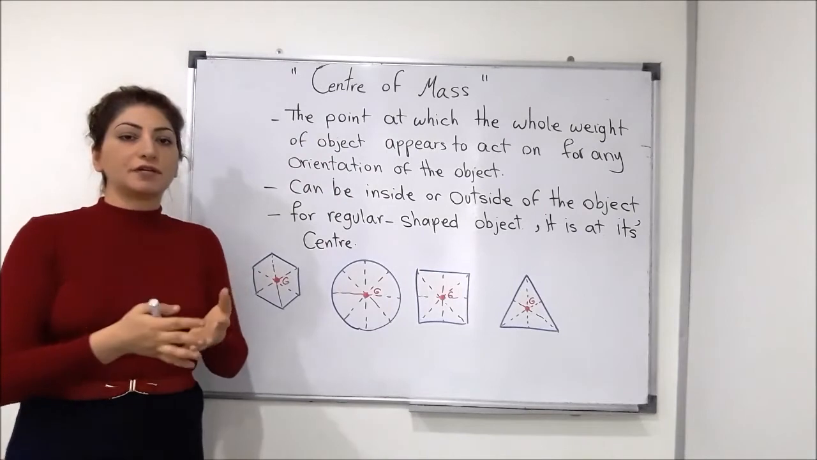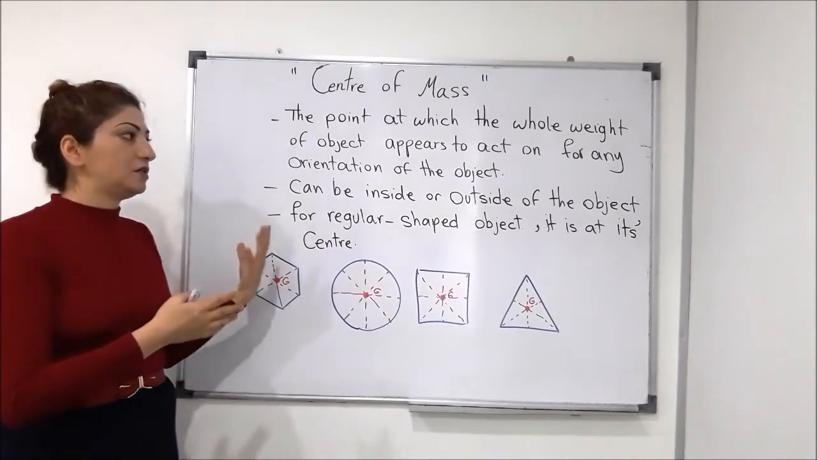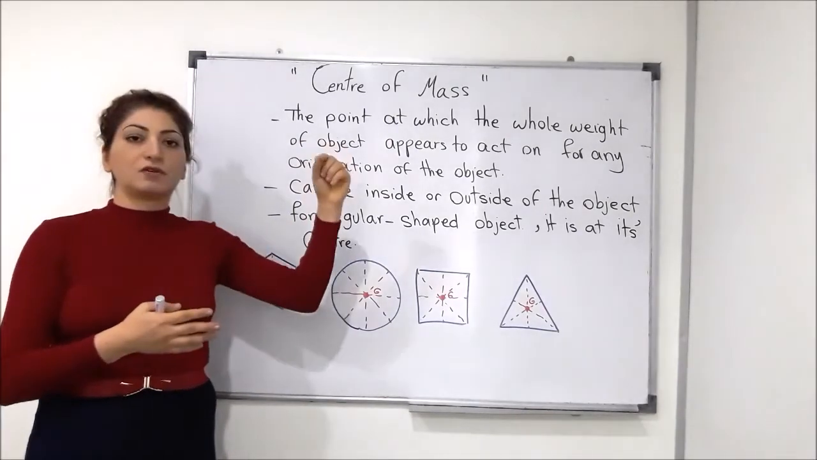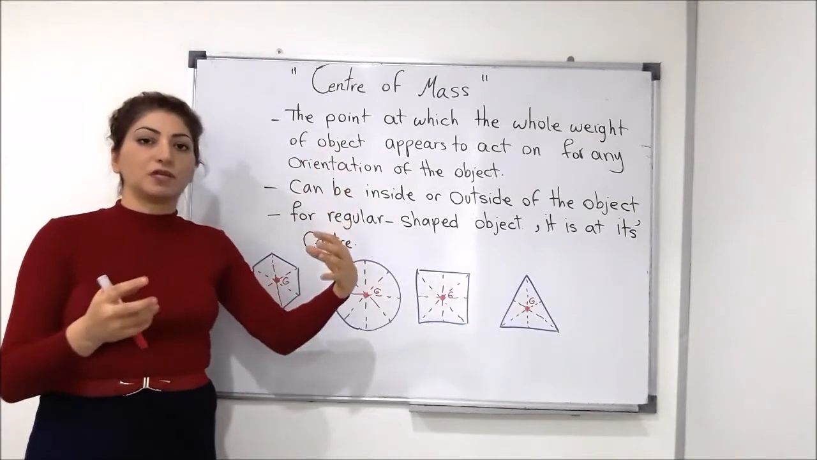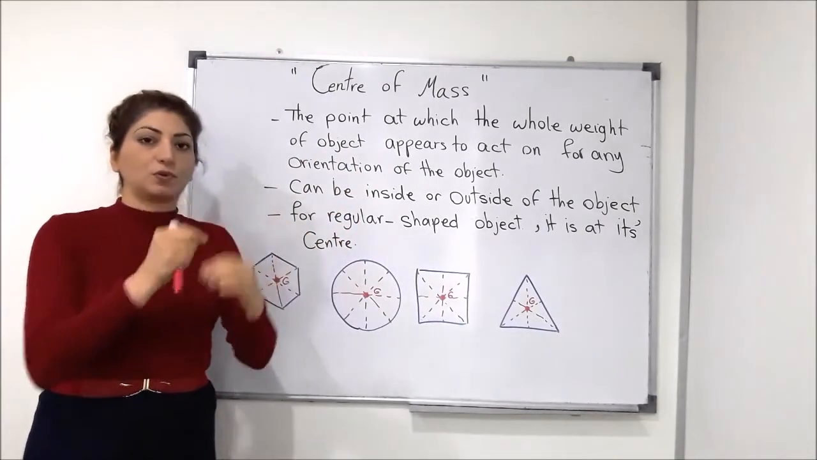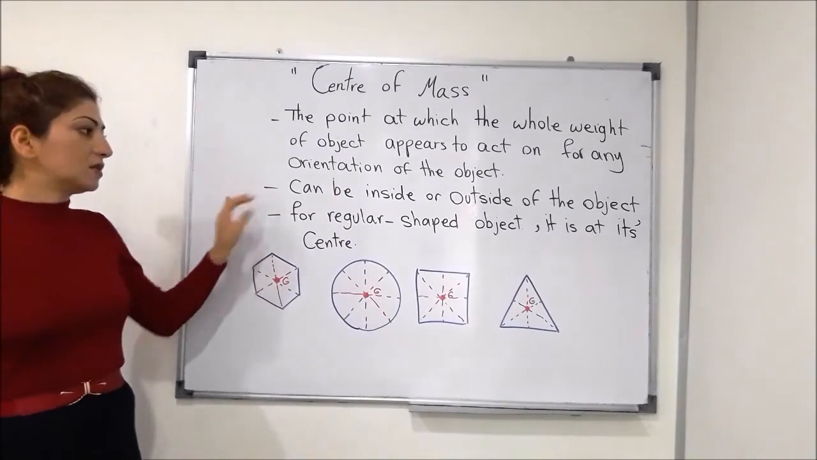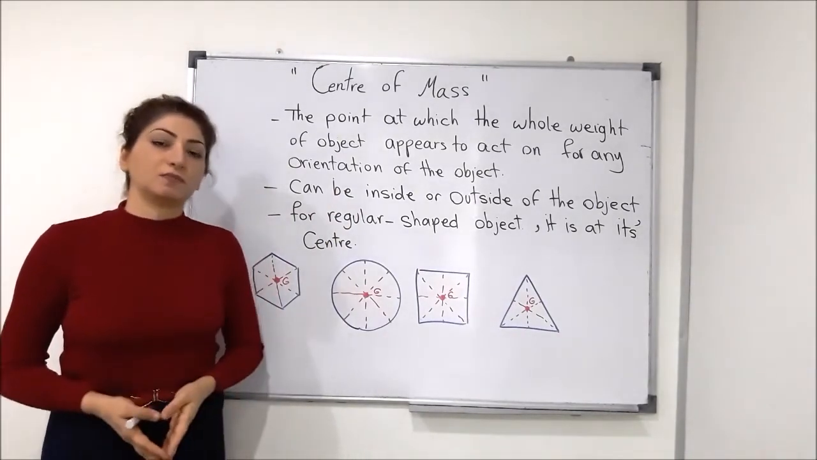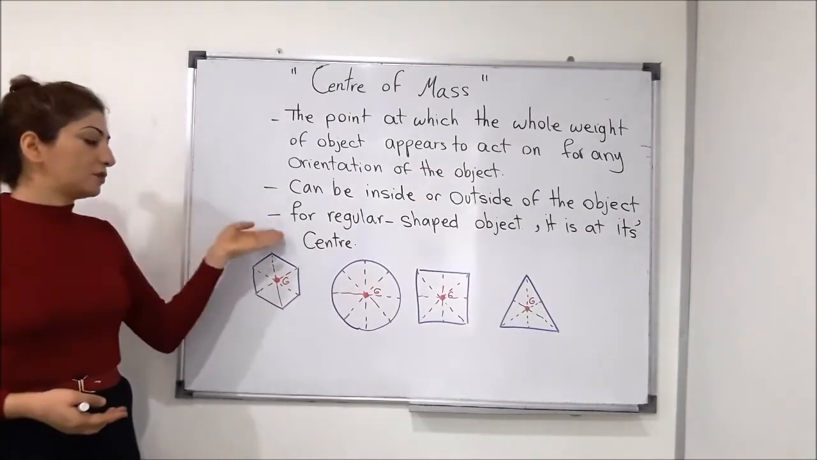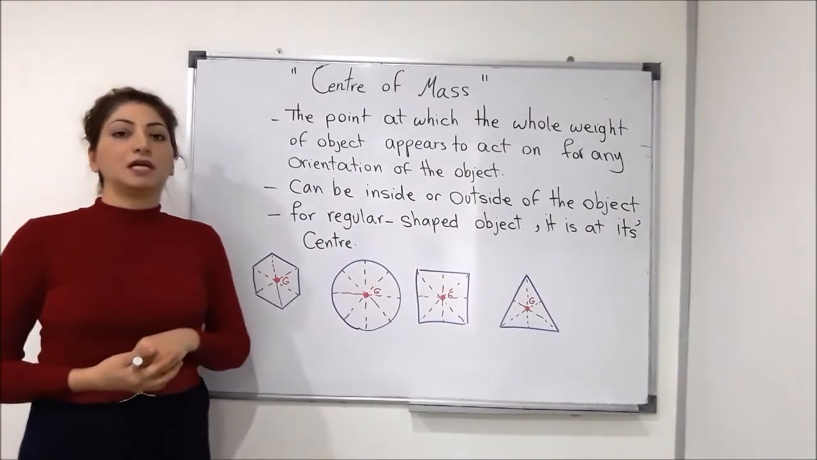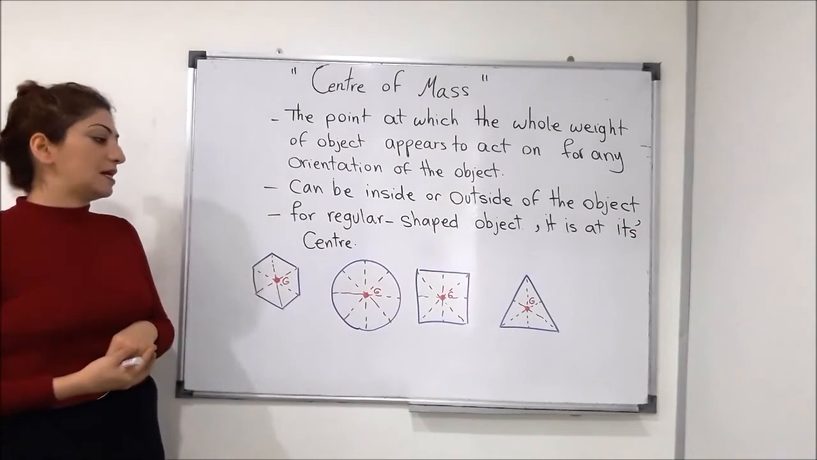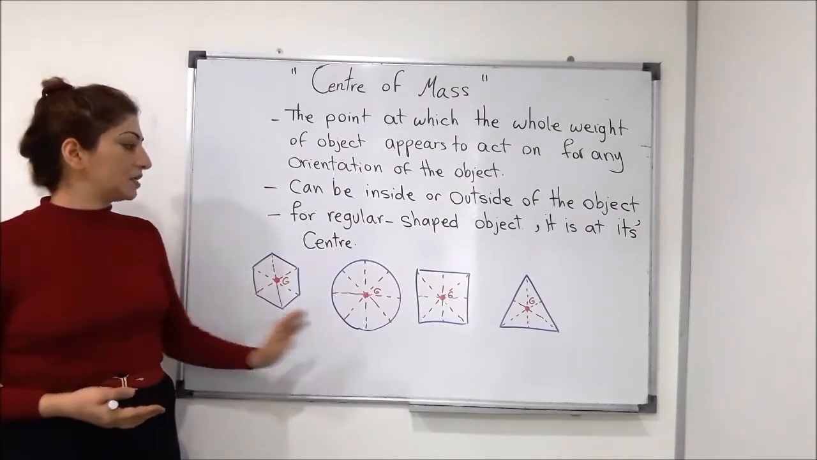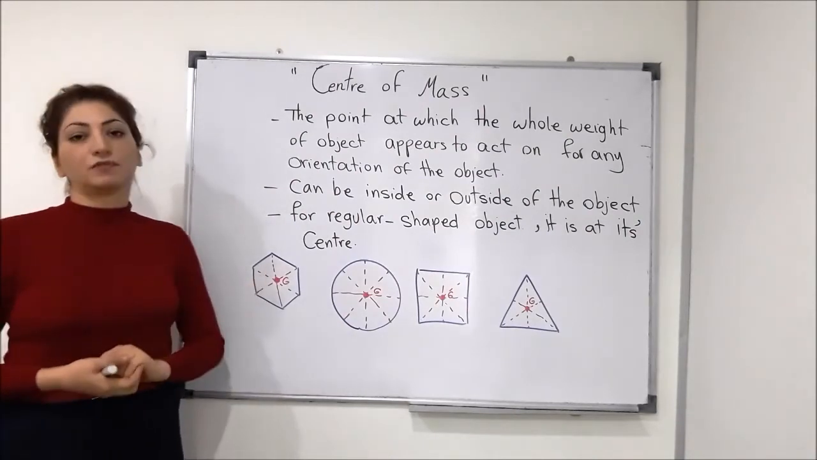So at any orientation it is given, the whole weight of the object acts on that point only. And the other thing is that it can be inside or outside of the object. For a regular shape object, the center of mass will be at the center of that shape.